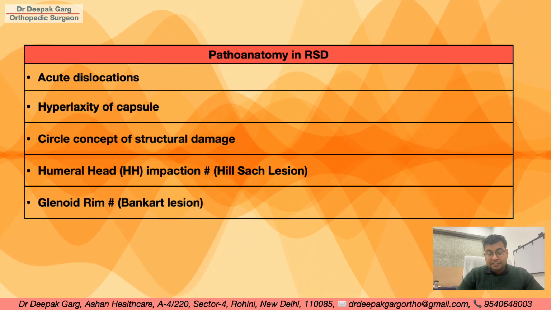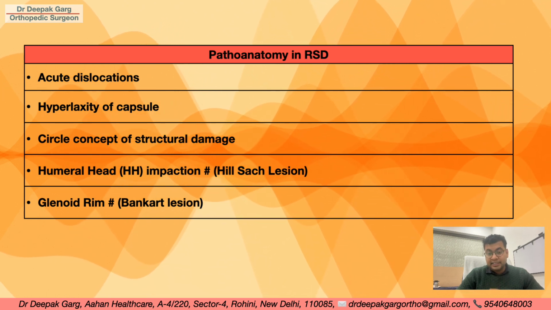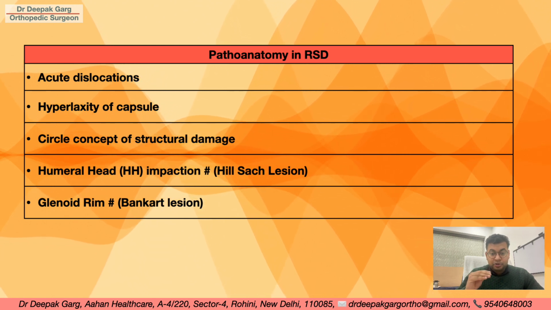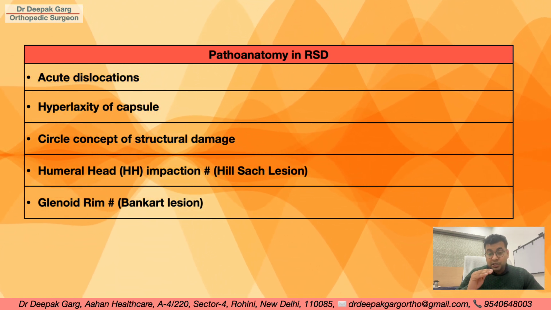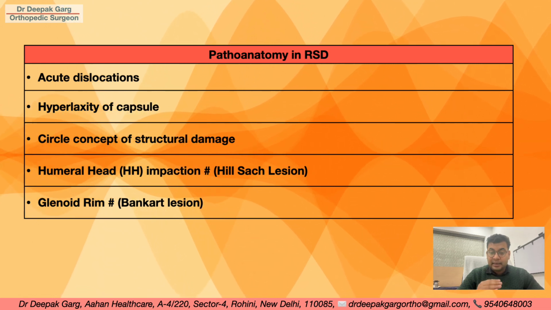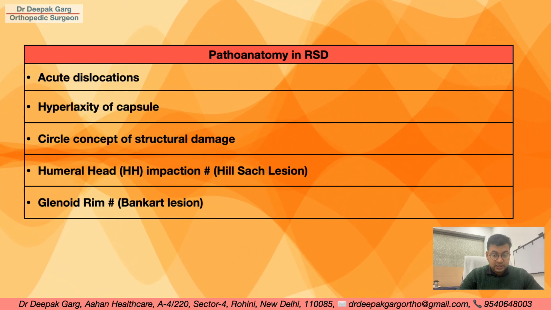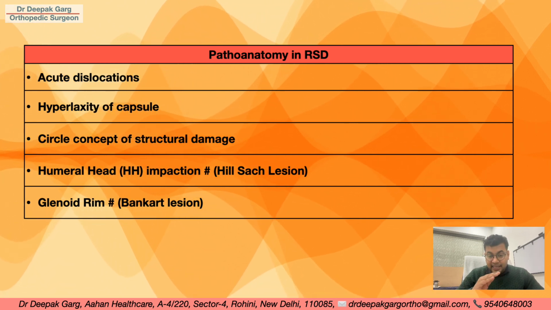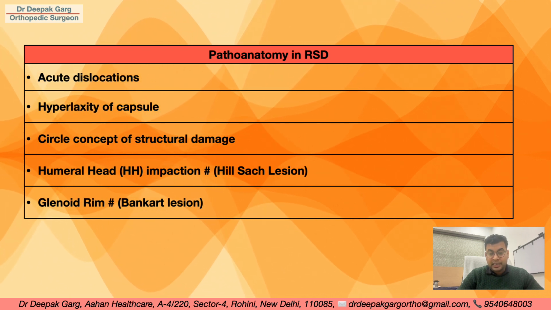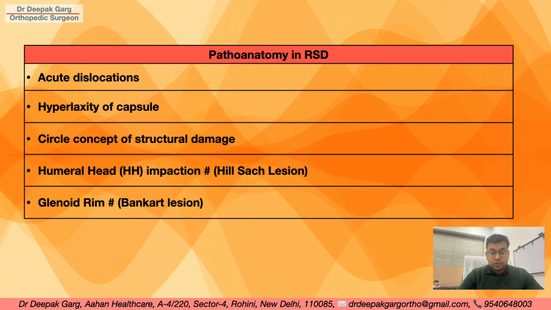Now the circle concept of structural damage. The circle concept states that when the patient has a dislocation, whether anterior, posterior or any dislocation, the structures damaged cannot be only the anterior structures; the posterior structures will also be damaged during an anterior dislocation. So there is an entire weakening of the shoulder capsule and the glenohumeral ligament, and that will ultimately lead to recurrent shoulder dislocations in the future.